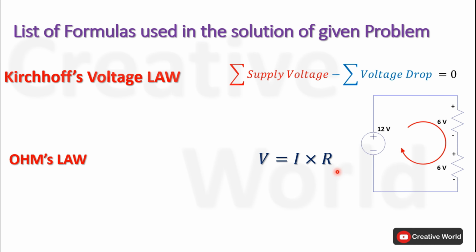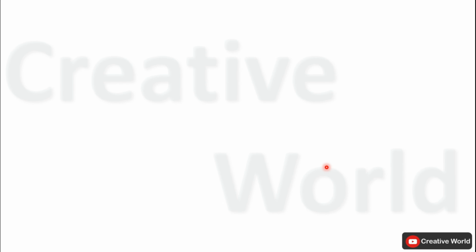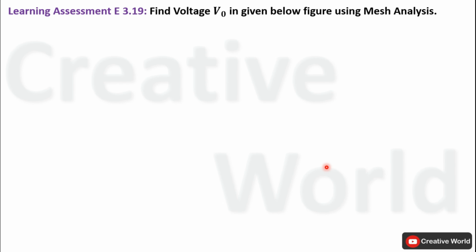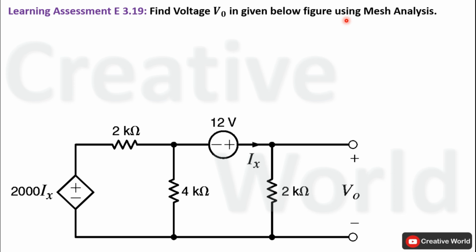According to this law, voltage across any resistance R is the product of current through it and the value of resistance itself. Now move towards the problem. Learning assessment E3.19. Find the value of voltage V0 in the figure below using the mesh analysis technique. This is the circuit diagram of the given problem. Inside this network, we have to find the voltage across this 2 kilo ohm resistance labeled as V0.